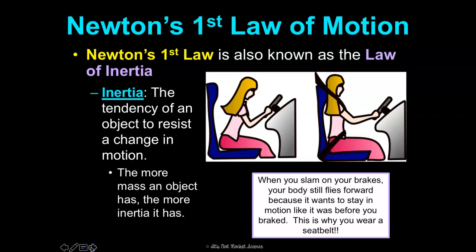When you slam on your brakes, your body still flies forward because it wants to stay in motion like it was before you braked. If your car is going 55 miles per hour, you are actually going 55 miles per hour, so if you slam on your brakes, your body still wants to move 55 miles per hour forward. That is why we wear a seatbelt, so that our bodies don't keep going forward when the car stops. That can cause all sorts of injuries.